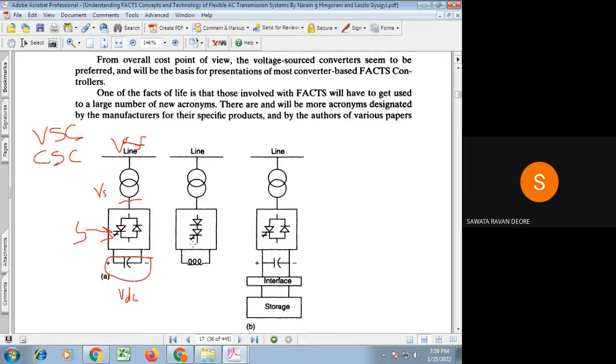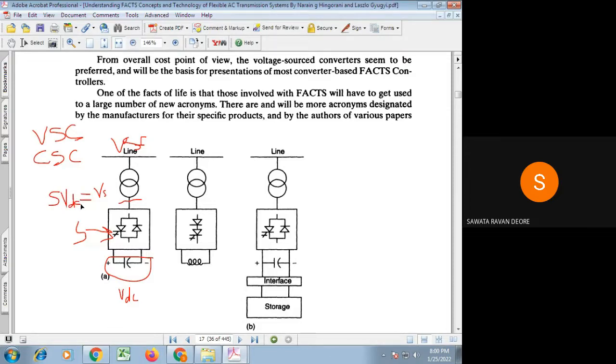In the coming lecture, I will explain one particular two-level converter and how that DC is transferred to the AC side by controlling the switches. That we will discuss in detail. So this VS is equal to what? The switching function ES into the DC voltage.